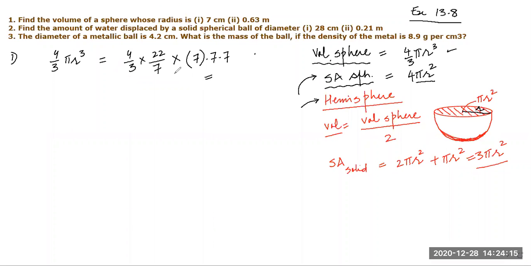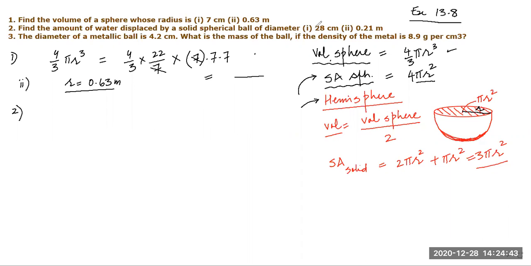So 7 will cancel with 7, and the remaining calculation you do and send me the answers by WhatsApp. Okay. Second part, instead of that, you will use r is equal to 0.63 meter. Beautiful. And then find the volume. Then second sum: find the volume of water displaced by a solid spherical ball of diameter 28 centimeter.